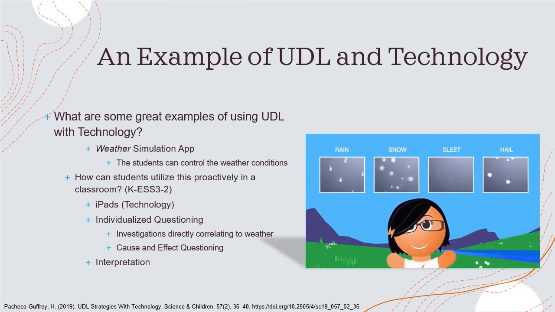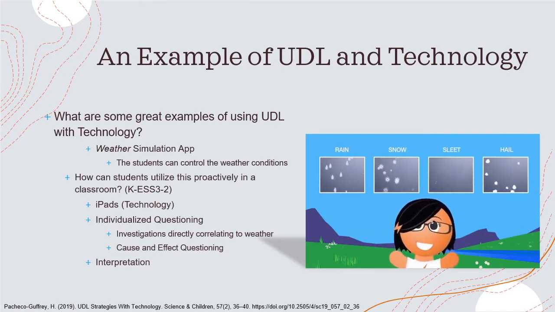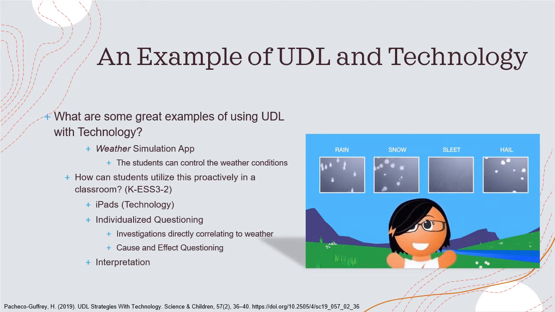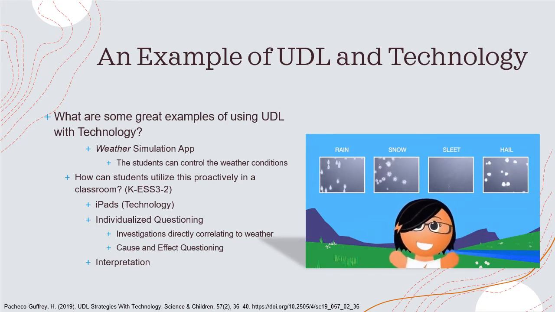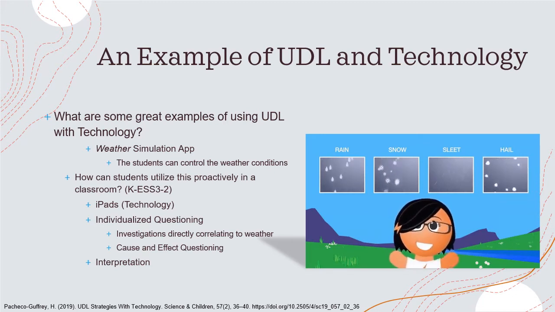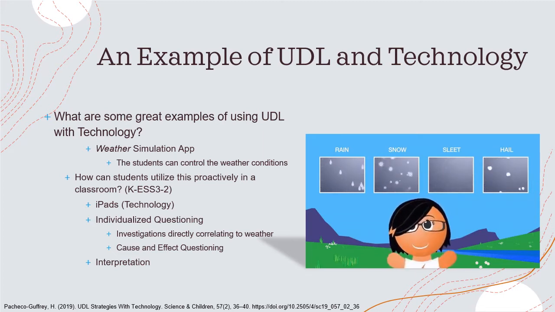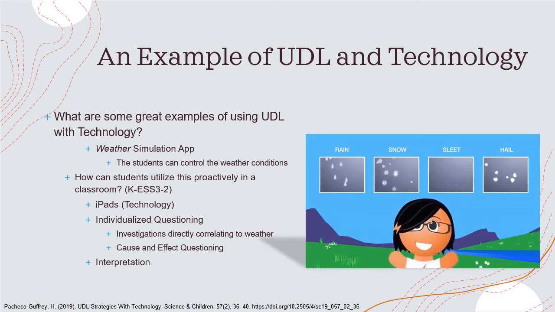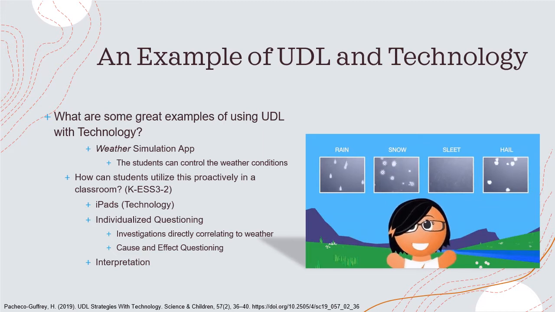To get a better understanding of how UDL can be used within a classroom, I personally believe you have to look at previous examples of UDL being used within other classrooms. For example, Pacheco Guthrie had used UDL within their kindergarten course. And they did so by passing out iPads to all the students and having the students pull up a weather simulation app. With this application, the students were able to control the different weather conditions and be able to see and actively change the weather at the touch of a finger. They could change it to rain, snow, or a basic sunny day.